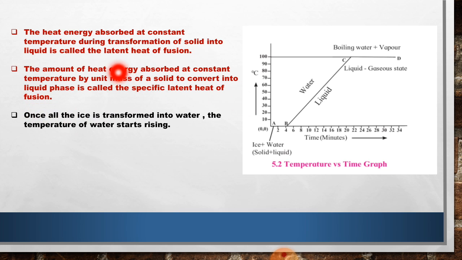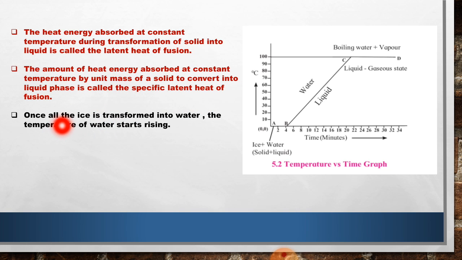Here in latent heat of fusion, there is no unit mass. And in specific latent heat of fusion, there is unit mass. Okay, so this is the difference between these two definitions. Don't confuse between latent heat of fusion and specific latent heat of fusion. In specific latent heat of fusion, what we use is the amount of heat energy absorbed at constant temperature by unit mass of a solid. Okay, unit mass of a solid.